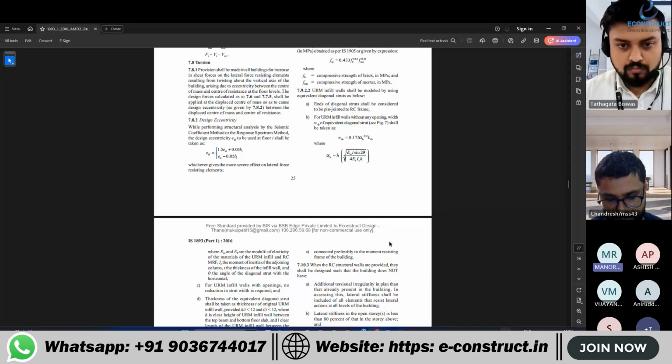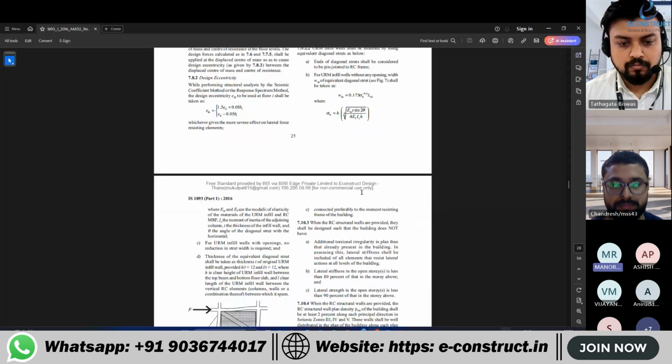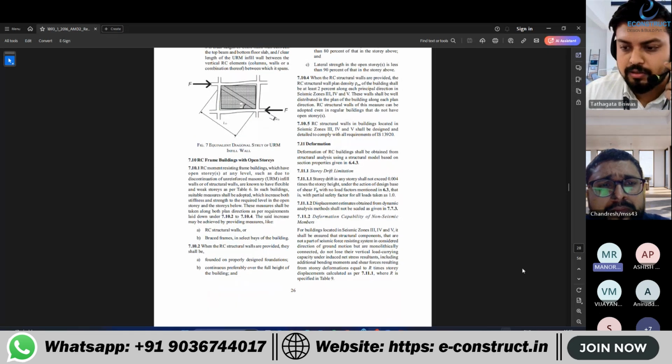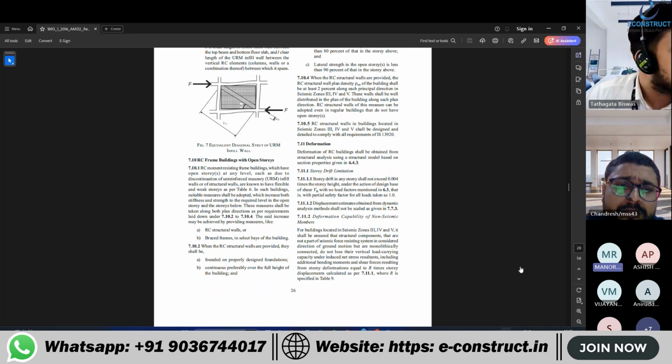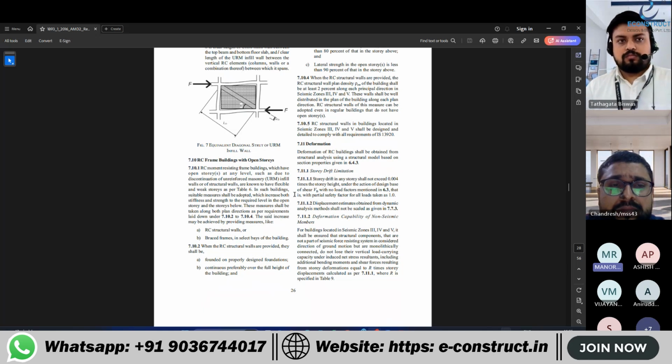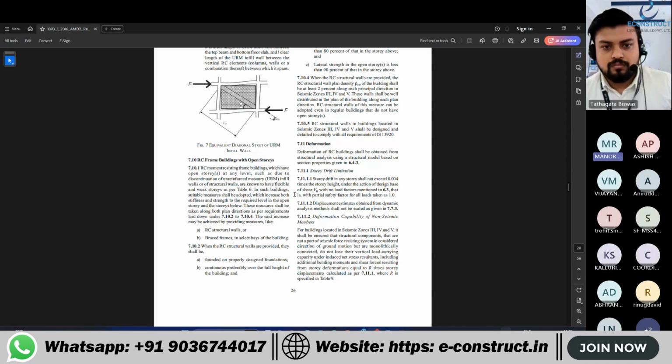Where h is the clear height of URM infill wall between the top beam and bottom floor slab, and L is the clear length of the URM infill wall between the vertical RC elements, column, wall, or combination thereof, between which it spans. RC frame building with open story. RC moment resisting frame buildings which have open story at any level, due to discontinuation of unreinforced masonry URM infill wall or structural wall, are known to have flexible and weak story as per table 6. In such buildings, suitable measures shall be adopted which increase both stiffness and strength to the required level in the open story and the story below.